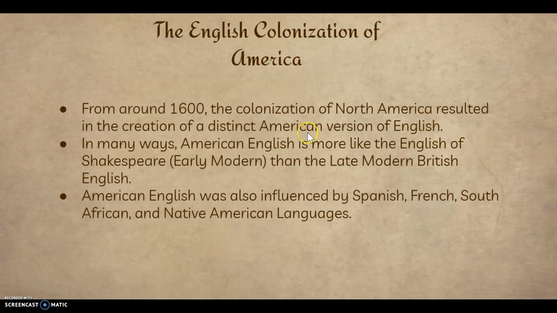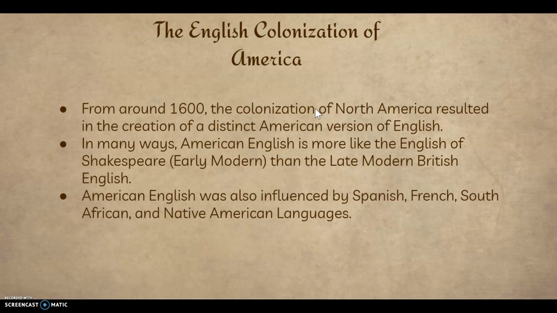Okay, so our particular version of English, American English, started from about 1600, obviously with the colonization of North America, and it helped create a distinct American version of English. However, because we left before the late modern period, our American English is more like the English of Shakespeare, the early modern, than it is of current or late modern British English.